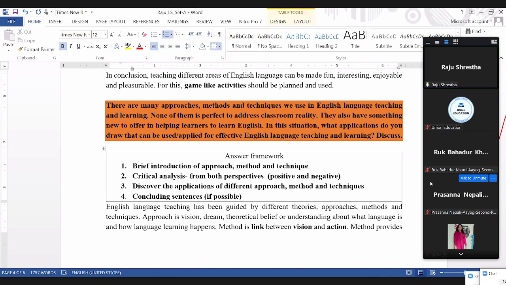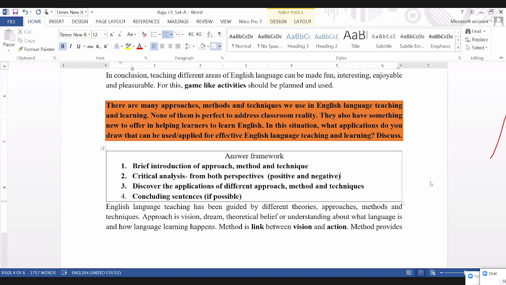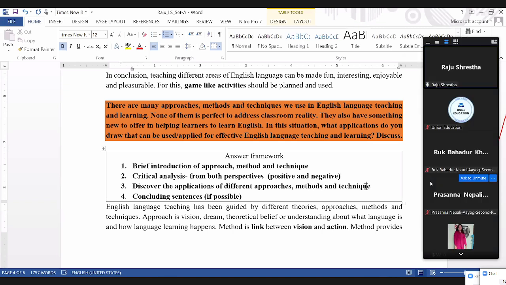Discuss. Here also we do a brief introduction about approach, method, and technique, and this is where we do critical analysis from both perspectives, negative and positive, if possible. Discover the application of different approaches, methods, and techniques we do here. Now, a concluding sentence, if possible, we write. This is the answer framework.